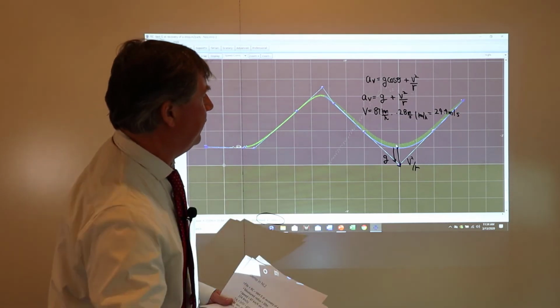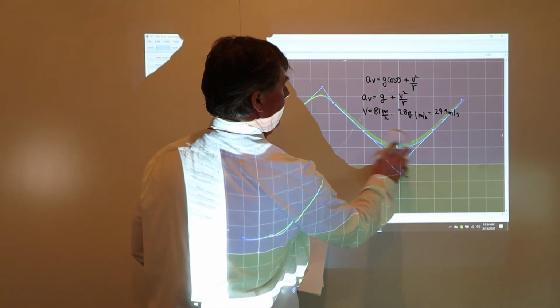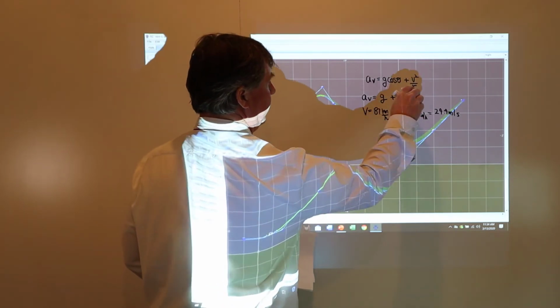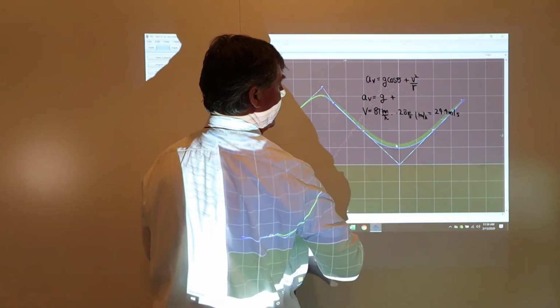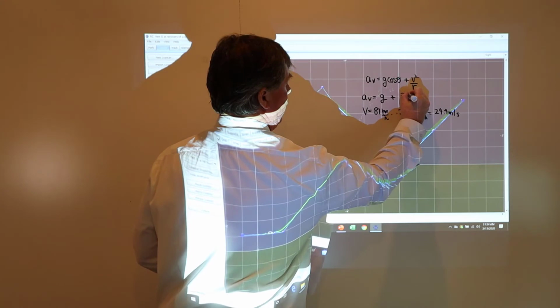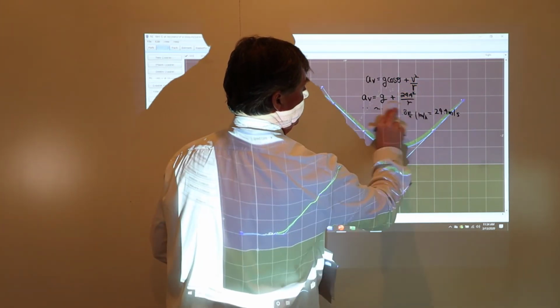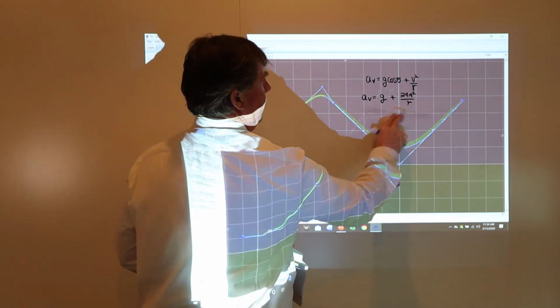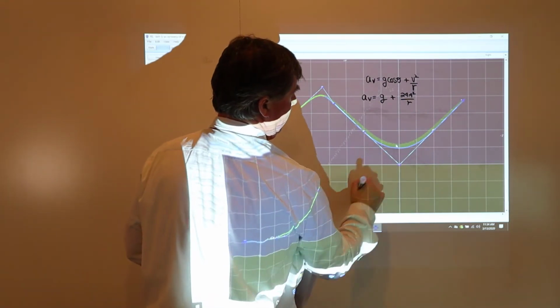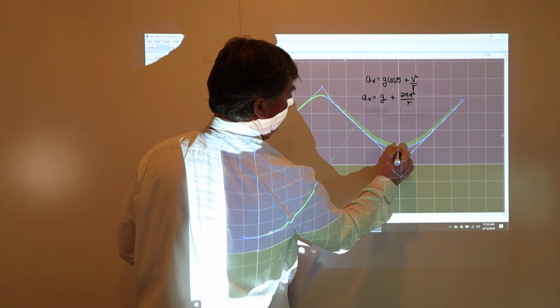So now I'm going to plug that into the equation: 24.4 squared divided by R. Okay, R is the radius of the circle at this point of interest.